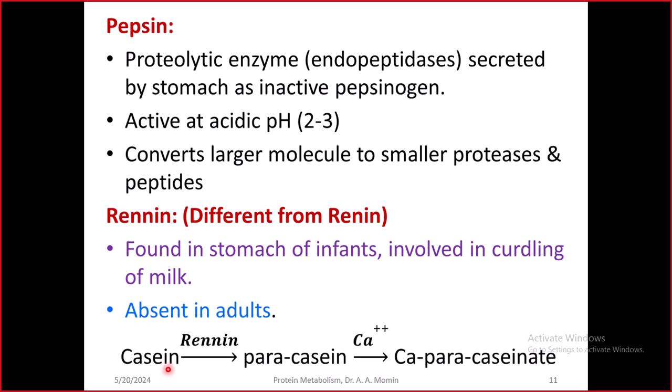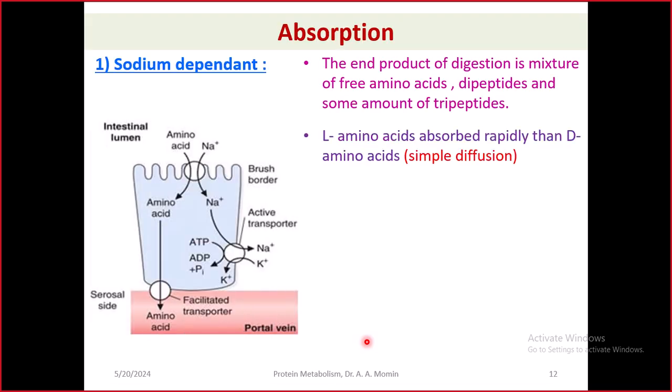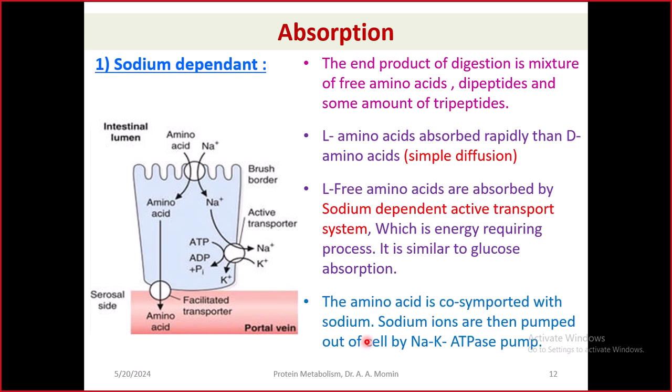It converts the abundant protein casein present in the milk to paracasein, and by further addition of calcium, it causes formation of calcium paracasein that forms the curd or coagulum of the milk, which increases the surface area for the proteolytic enzymes. Once the amino acids are formed, they are absorbed by active transport into the intestinal cell, and from the intestinal cell they are transported to the portal vein.